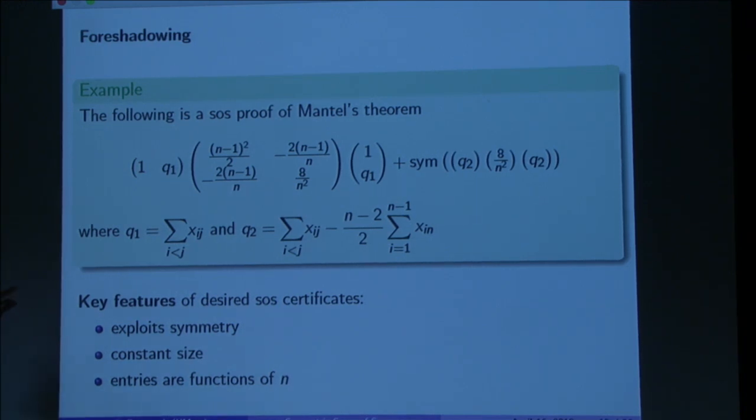So I want to find some sum of squares certificates that exploit symmetry, that have constant size, so 3 by 3 in this case in total. And the entries are functions of n. So this is going to be a certificate for every n, and in particular it is going to be a certificate as n goes to infinity.